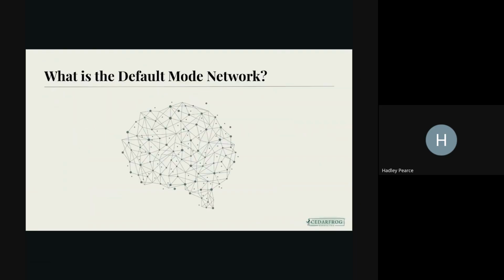So let's dive in. The default mode network is a network of brain regions that's active when the brain is at rest or not focused on a specific task. So for example, when we're daydreaming, feeling like we're spacing out, or when our minds freely wander.